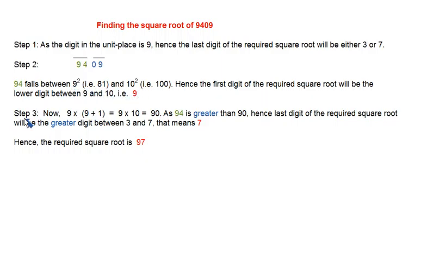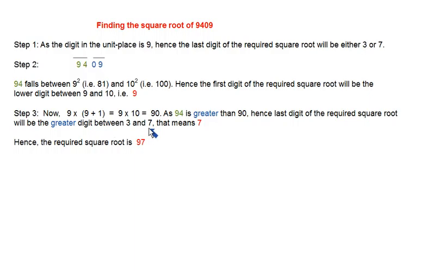Step 3. Now the 9 we have already found, so 9 will be multiplied by 9 plus 1. So 9 multiplied by 10 is 90. Now this 94 is greater than 90. Hence the last digit of the required square root will be the greater digit between 3 and 7. Which 3 and 7? This 3 and 7. So it will be the greater digit between 3 and 7.